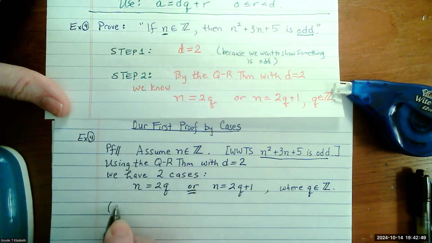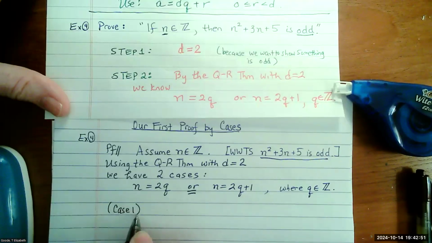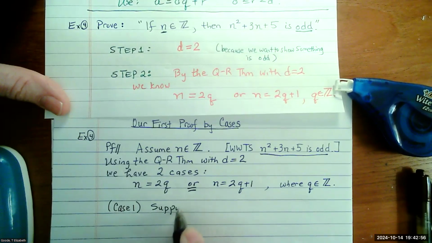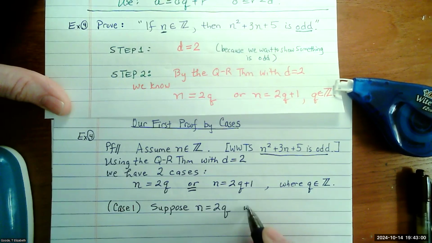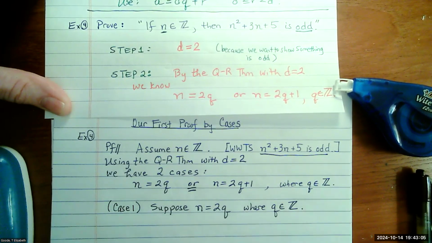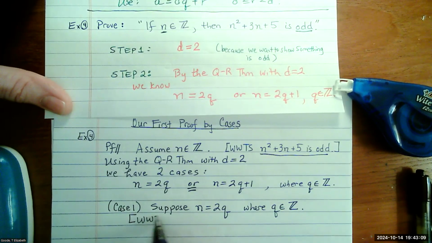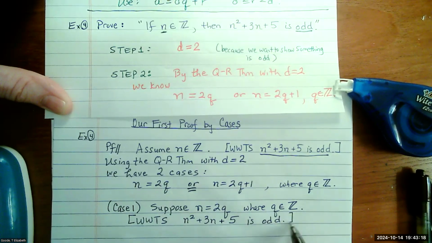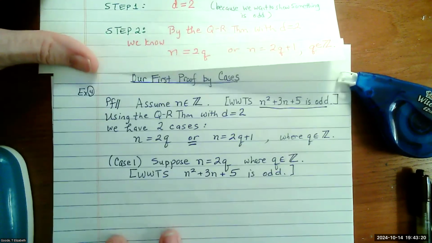Okay, so I'm going to go ahead and skip a line because that's really nice for formatting. Case 1: let's suppose n equals 2q, where q is in Z. I'm going to rewrite the wish. I know it seems redundant, but at this stage of the game, some students don't understand that it's the same wish in every case.